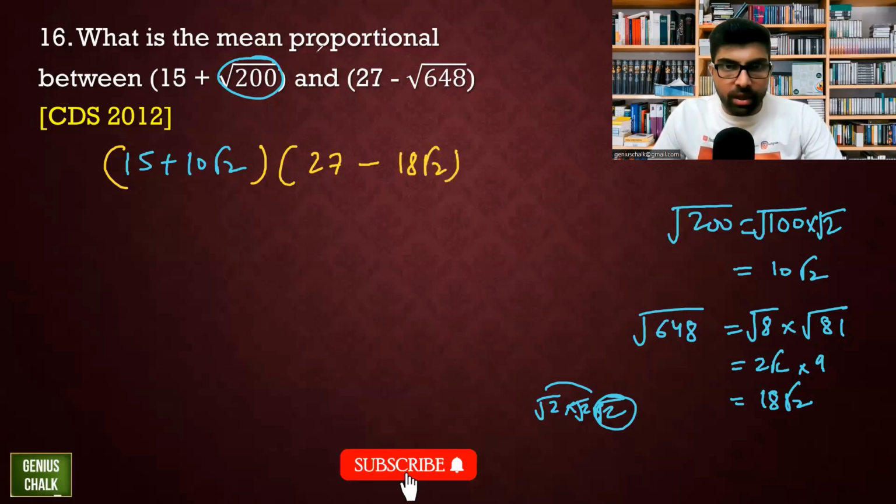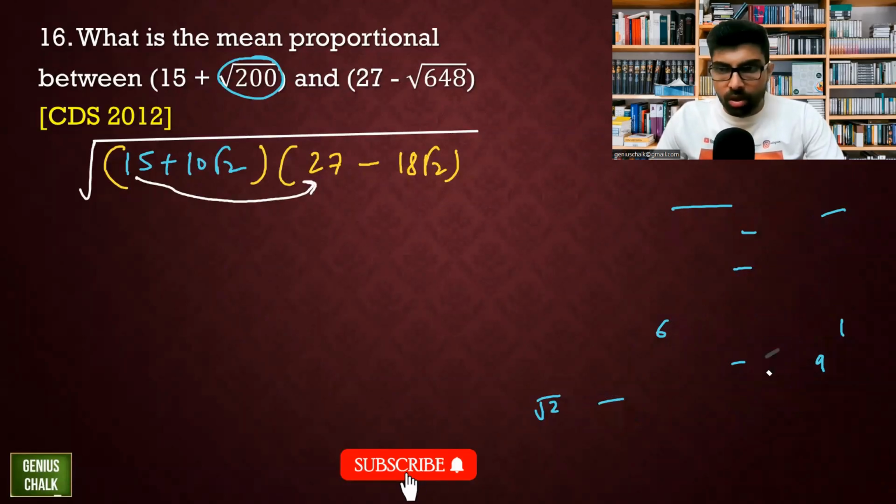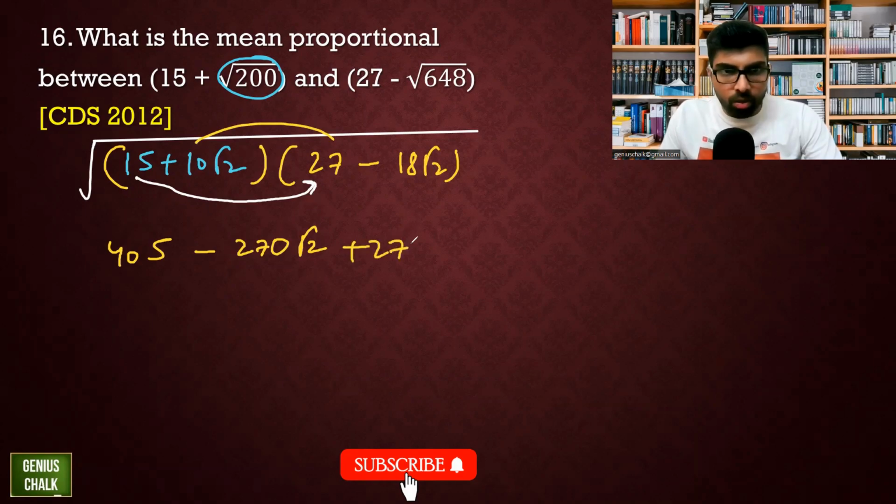Now just multiply inside, and you know this all must be in this square root form, right? Okay, let's start multiplying them. So next is 15 into 27. 15 7s are 105, 10 carry, 15 2s are 30, it should be 405. Next is 18 into 15. So this is 15 8s are 120, 12 carry, 15 1s are 15 plus 12 is 27. This must be 270 root 2. Then 10 into 27, 270 root 2.